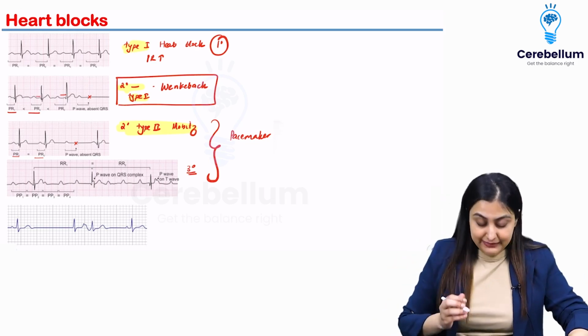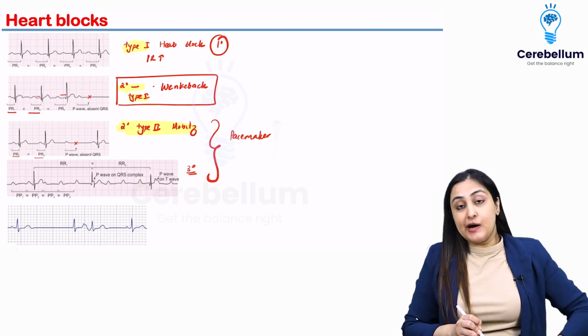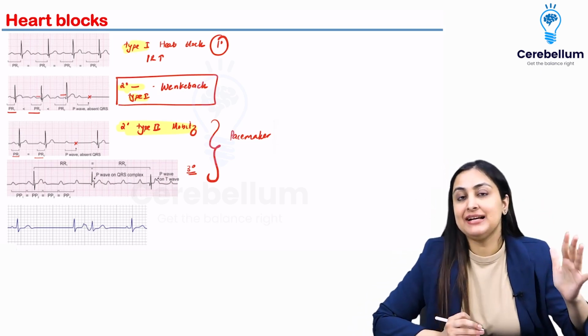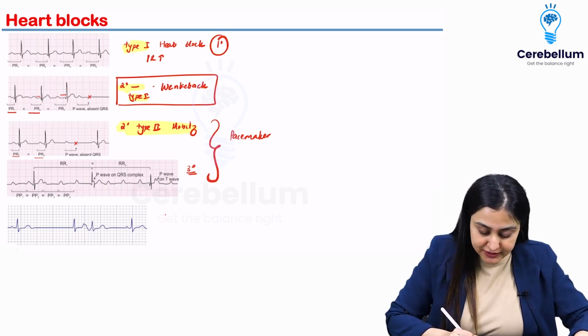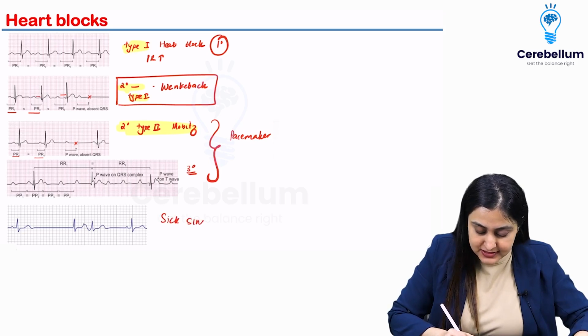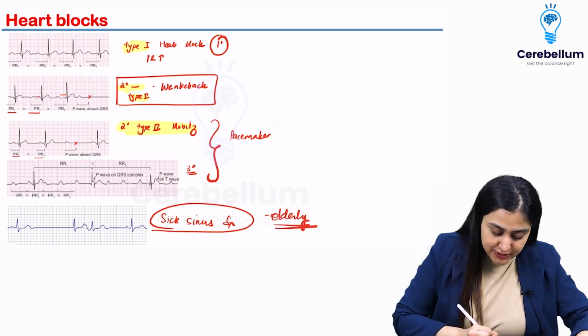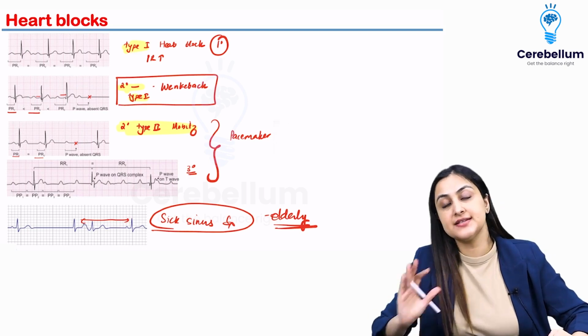And finally we have one more type in which you have irregular rhythms, but now with bradyarrhythmias. Unlike MAT and AFib where it was tachy, here you have bradycardia with an irregular rhythm. This is known as sick sinus syndrome, very frequently tested actually. Here you have an elderly patient with this irregular rhythm. You can also have an abnormal morphology of the P wave. So this is sick sinus syndrome.